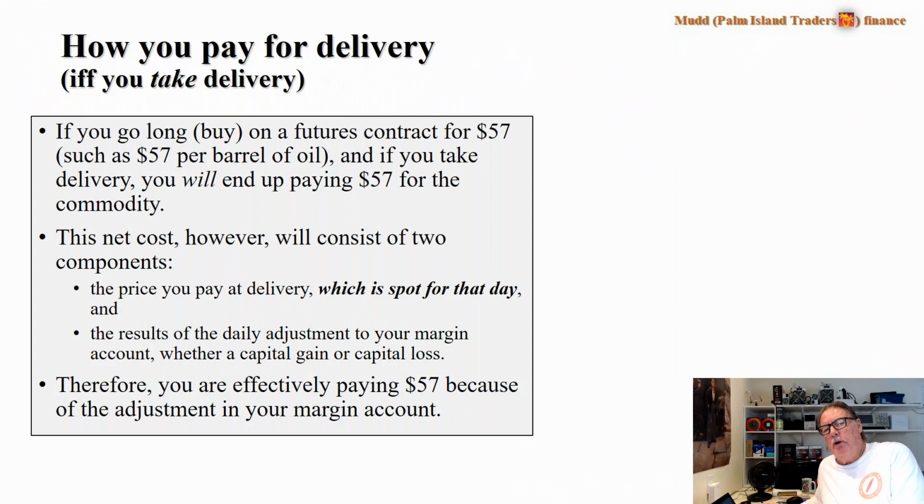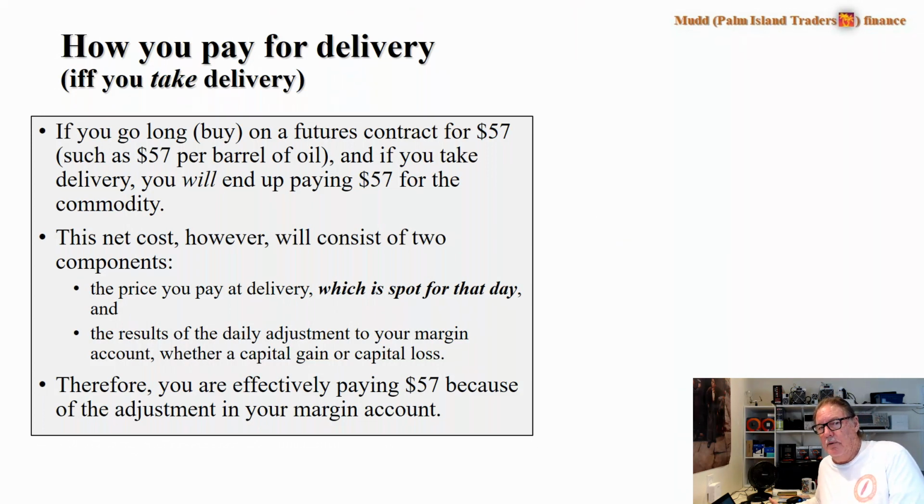But meanwhile, your margin account has had its cash value changed. And so if you made a profit in that margin account, you subtract that from a higher oil price. No matter what you do, whether the price went up or down, the effective cost, which consists of these two components, the spot price adjusted for the cash account delta, means effectively you are paying $57 because of the adjustment in your margin account.